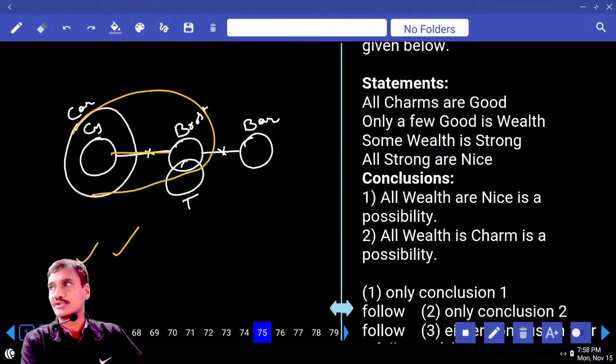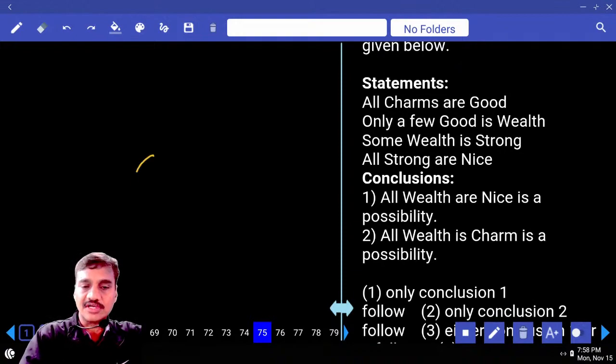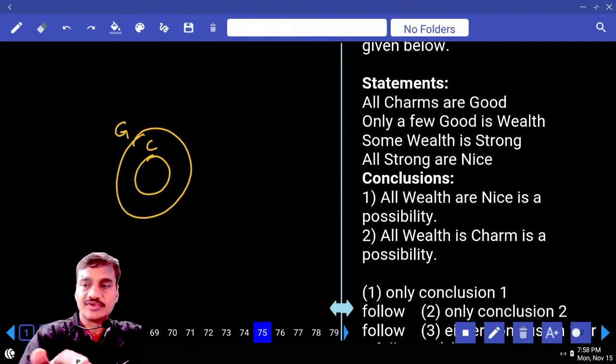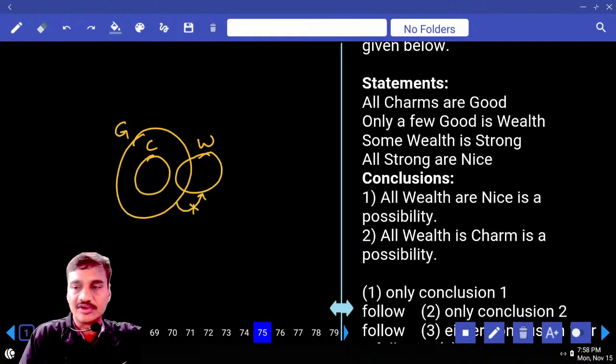All charms are good, and all these charms are a part of this good. All charms are good can be written like this. This entire charm is a part of good. Only a few good is wealth, but not all.